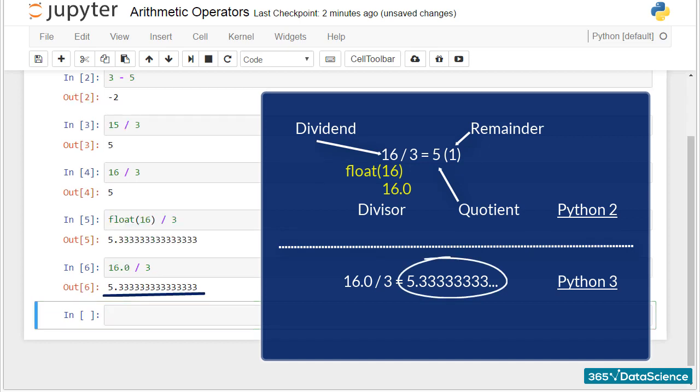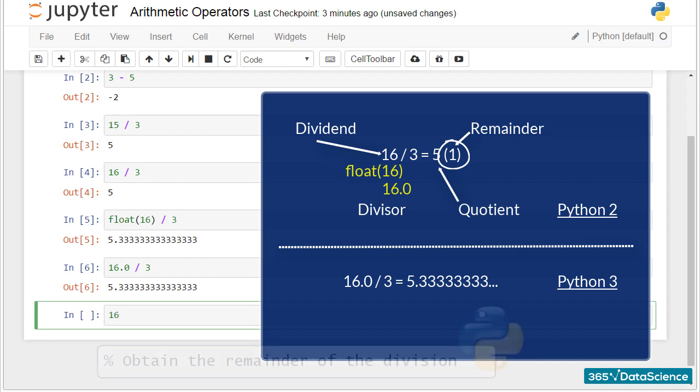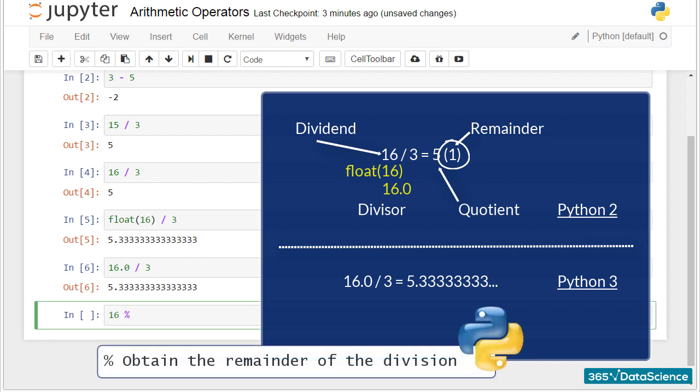See? This is the correct answer. Now, let's obtain the remainder of the division of 16 by 3. How can we make Python produce 1 as an output in this cell? The operator that can help us is the percentage sign. I'll type 16 % 3, and when I execute the command, I will obtain the remainder. The answer we received is 1. Good.